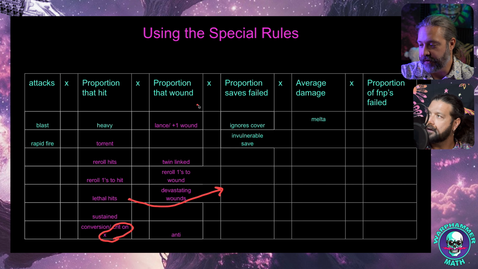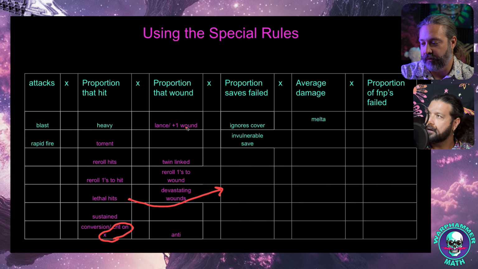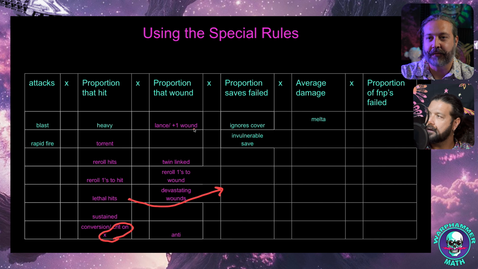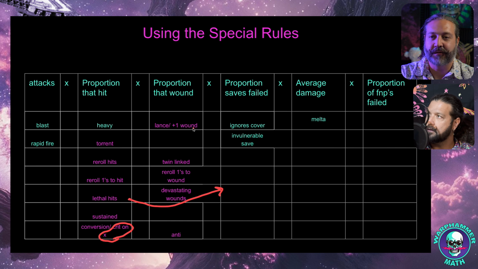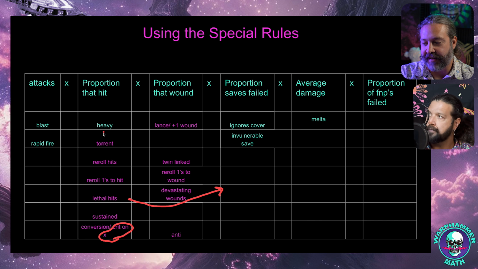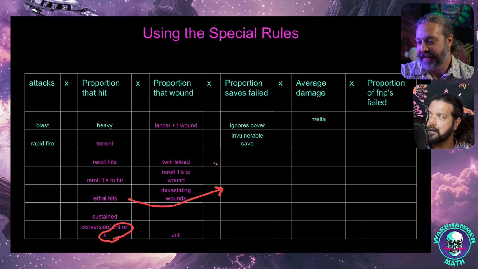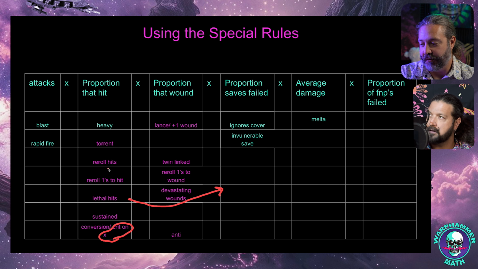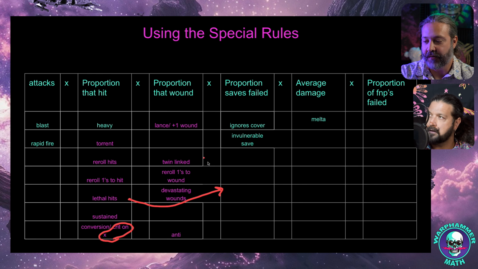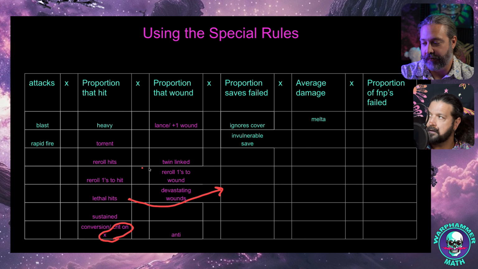And then on the wound roll, the special rules you've got to worry about are Lance or +1 to wound, which are basically the same, but Lance is just if you charge, you get +1 to wound. Right. Basically, it's the same as Heavy, but for wounds instead. Okay. We've got Twin-Linked, which is the same as reroll hits, but it's reroll wounds. We've got reroll ones to wound, which works the same way here.